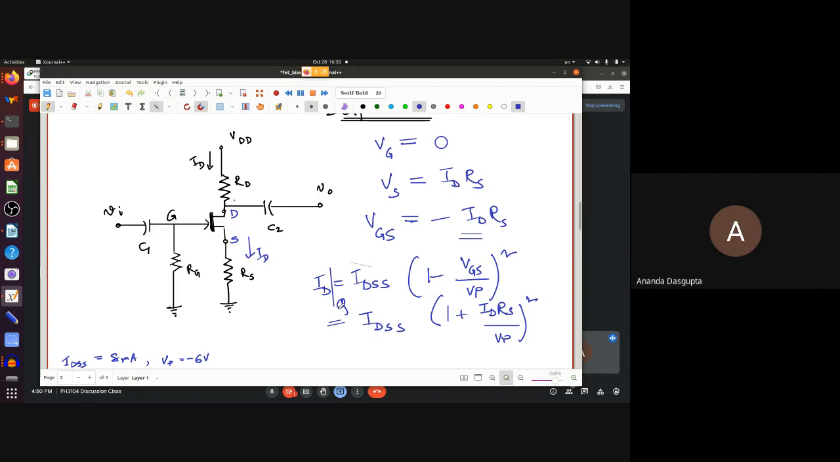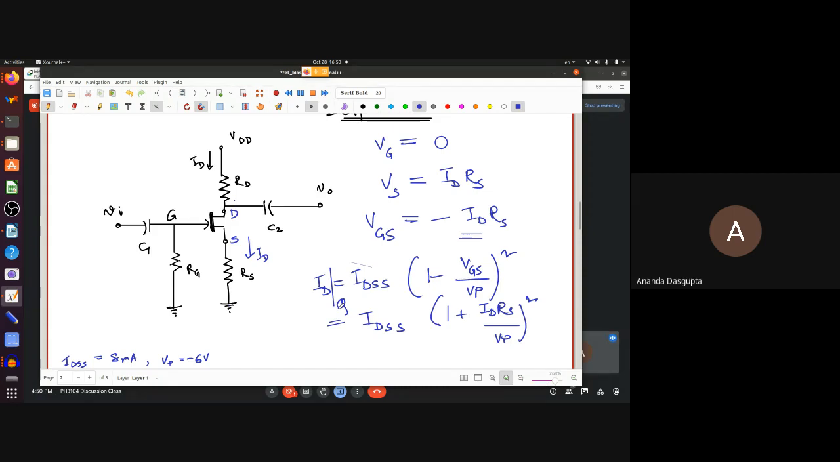Yeah, how do you find out ID from this? Again, I don't want a solution, but how do you proceed? What kind of an equation is this? By solving the quadratic. Yeah, this is a quadratic equation. You solve it, you find ID. But quadratic will give you two roots, right? Which one would you take?